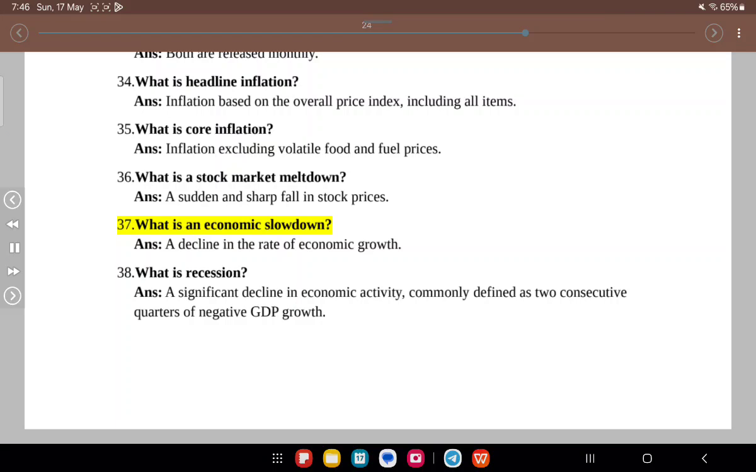37. What is an economic slowdown? Ans. A decline in the rate of economic growth. 38. What is recession? Ans. A significant decline in economic activity, commonly defined as 2 consecutive quarters of negative GDP growth.